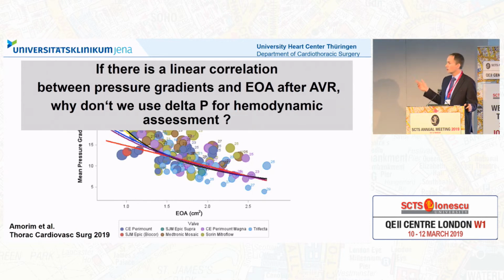So I said, if there's a linear relationship between pressure gradients and effective orifice area after valve replacement, why don't we use the pressure gradient, the remaining pressure gradient, for hemodynamic assessment? Why bother measuring EOA if I can use the pressure gradient as it is?